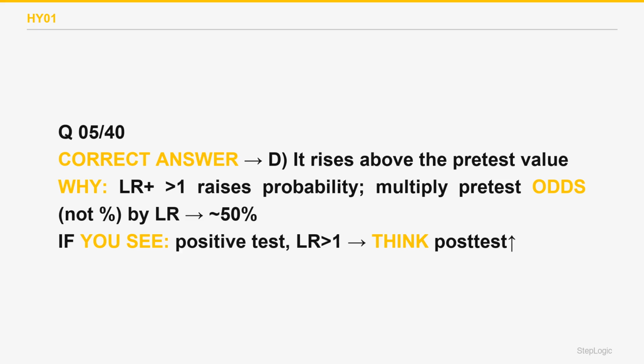The tempting shortcut of multiplying the probability by the LR, 20% times 4, 80%, is wrong because the likelihood ratio multiplies ODDS, not probability. The true post-test value is about 50%. Choice C, wrong. A positive result is informative, so the probability does not stay unchanged. Choice B, wrong. With an LR above 1, the post-test probability must rise above the pre-test 20%.